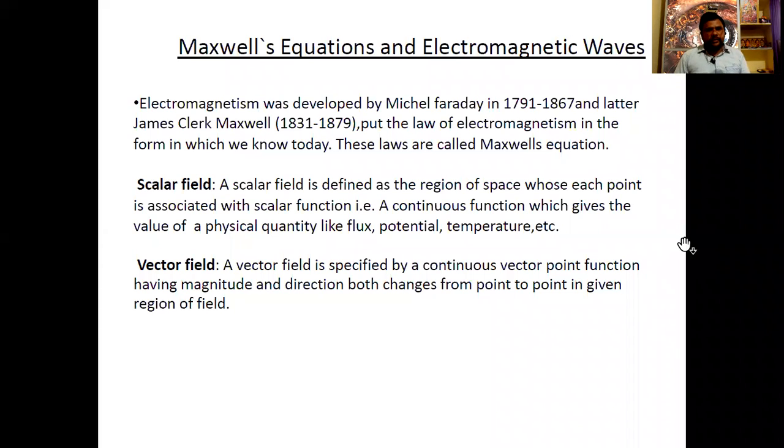Then coming to vector field, a vector field is specified by a continuous vector point function having magnitude and direction, both of which change from point to point in a given region of field. So this is the basic difference between scalar field and vector field. That means a scalar field is represented by a scalar function, and a vector field is represented by a vector function having magnitude and direction, both changing from point to point in a given region of field.